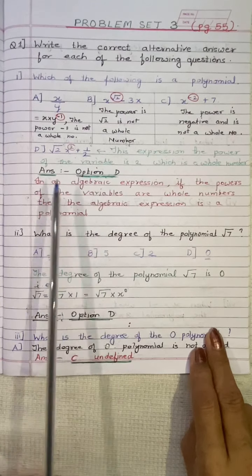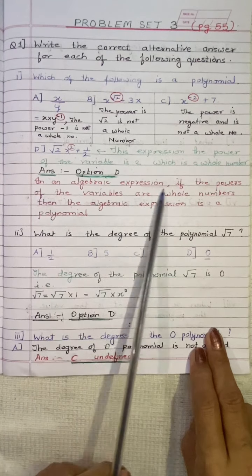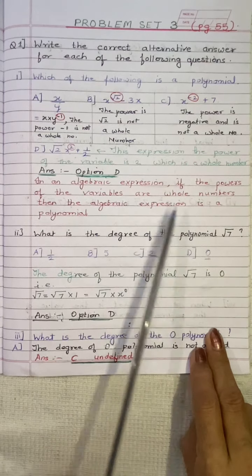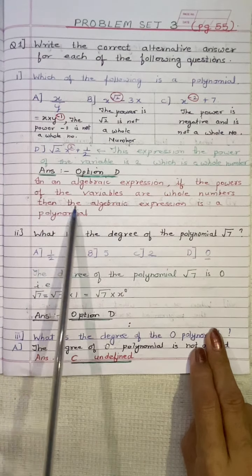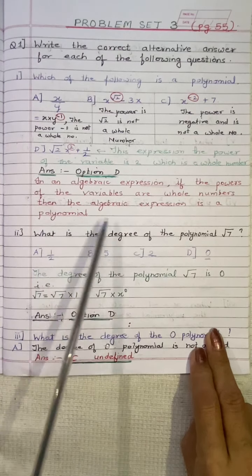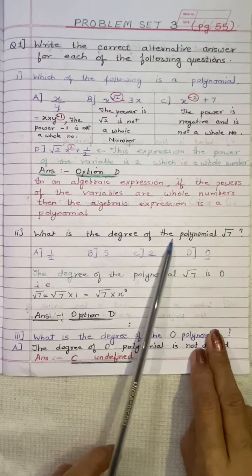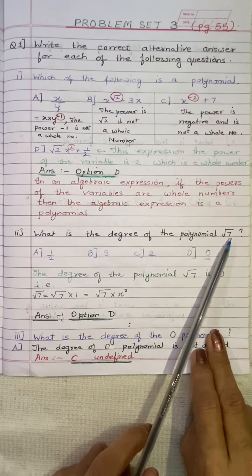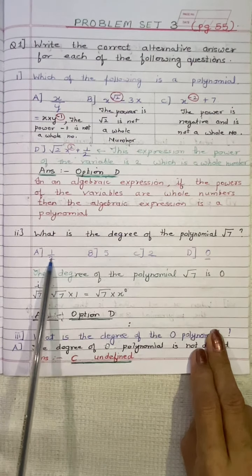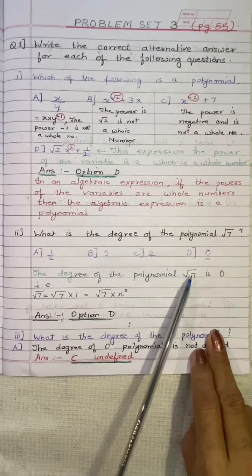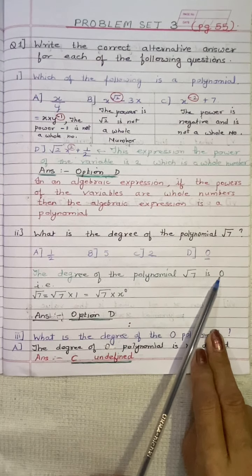So option D. Now what is the reason? In an algebraic expression, if the powers of the variables are whole numbers, that is 0, 1, 2, 3, 4, 5, 6 up to infinity, then the algebraic expression is a polynomial. So question 2, what is the degree of the polynomial root 7? Now here it is half, it is 5, it is 2 and it is 0. So here the degree of the polynomial root 7 is 0.